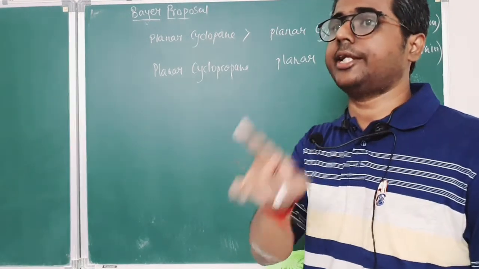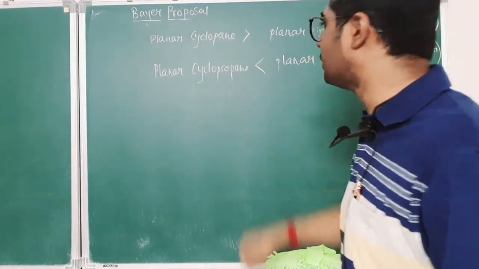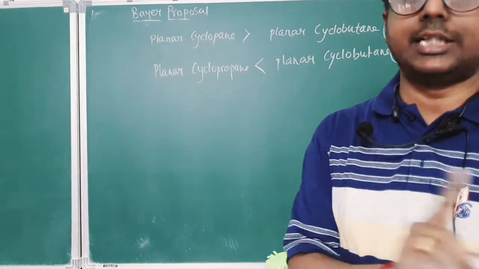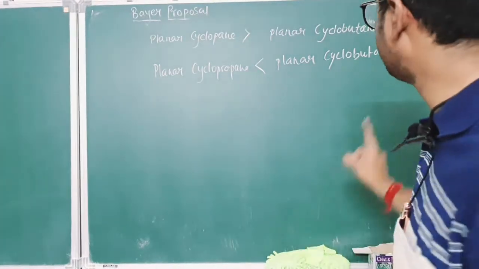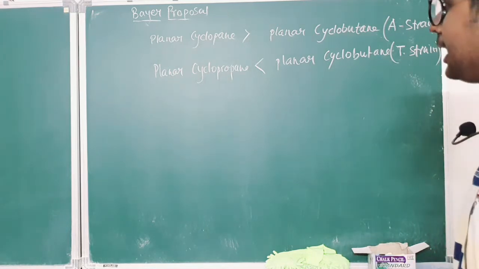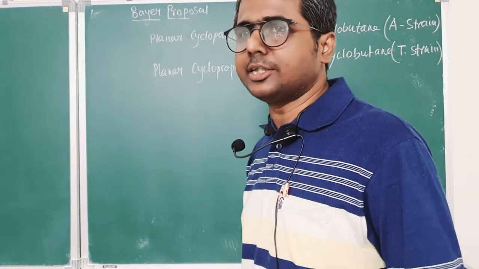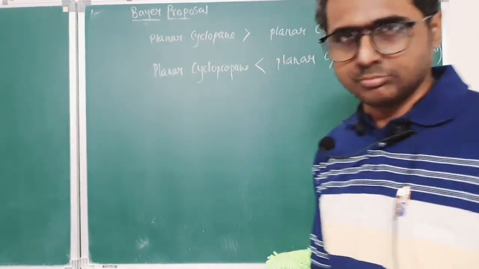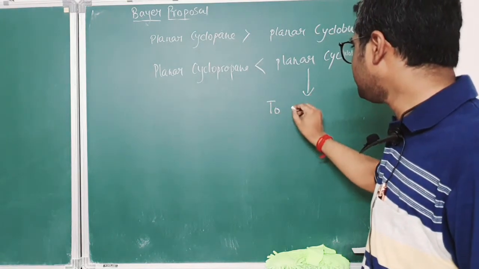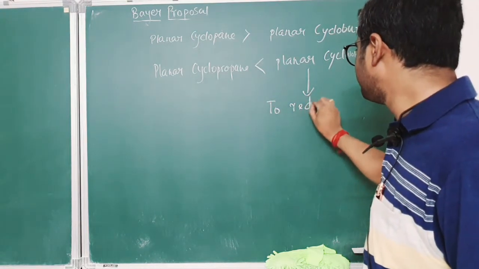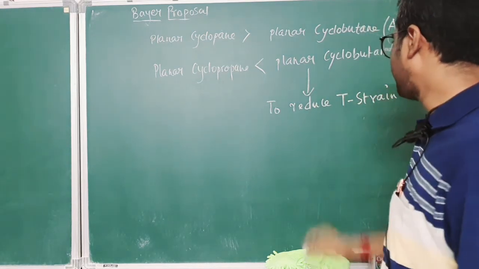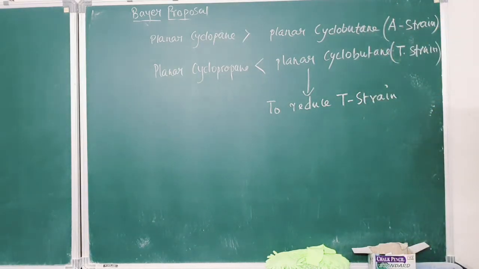So torsional strain is more in case of cyclobutane, because there are 8 carbon hydrogen bonds repelling each other. Clear? So definitely cyclobutane will not want to experience so much amount of torsional strain. So cyclobutane, to reduce T strain, that is torsional strain, what do they do?